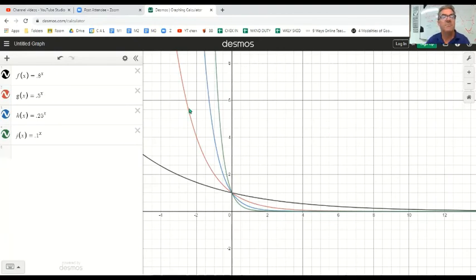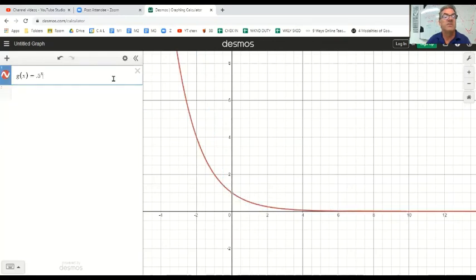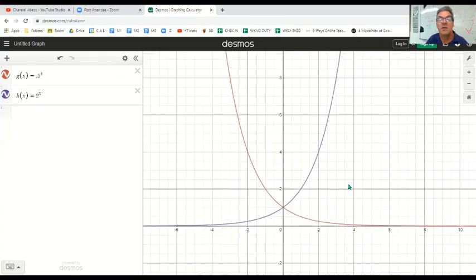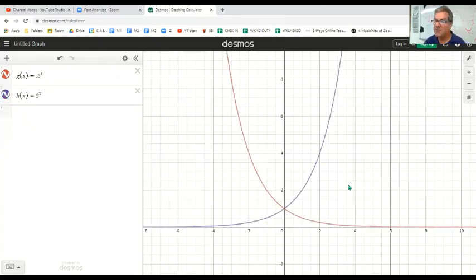So I want to back up just a sec. I want to get rid of this one, and that one. So this is 1/2 to the x. Let's just put 2 to the x back in there. So check this out. 1/2 is just 1/2, right? So these two functions are closely related. And check it out. They're basically mirror images of each other.